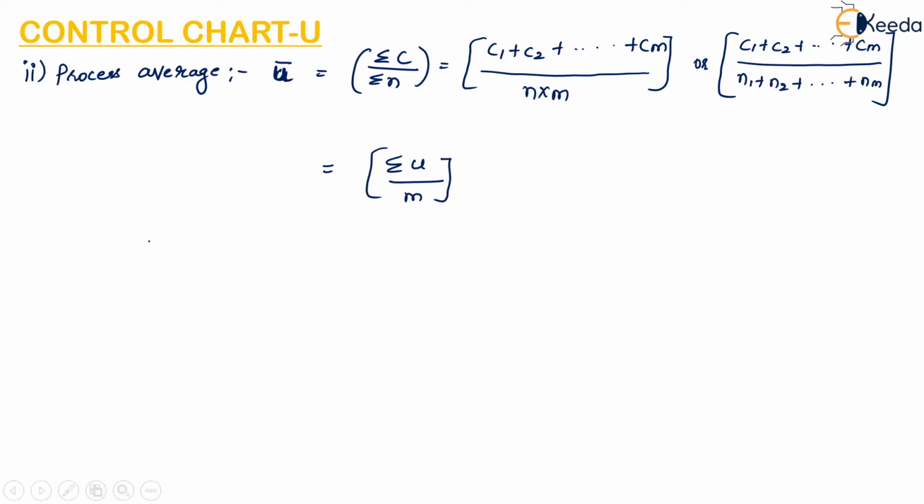Now the third step is calculating the trial control limits, or 3 sigma U control limits.